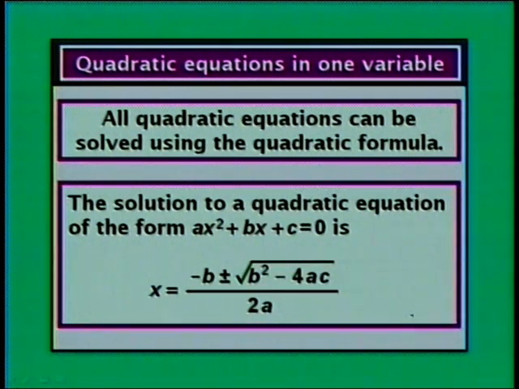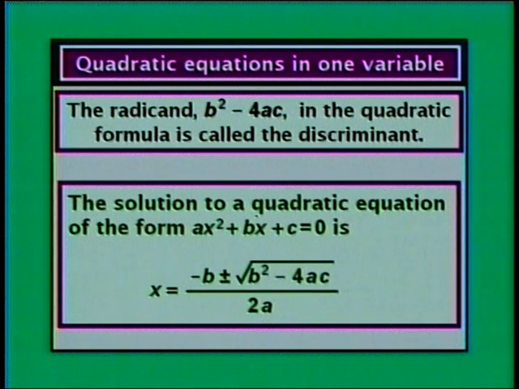All quadratic equations can be solved using the quadratic formula. The solution to a quadratic equation of the form ax² + bx + c = 0 is x equals the opposite of b plus or minus the square root of b² - 4ac, all divided by 2a. The radicand b² - 4ac in the quadratic formula is called the discriminant.